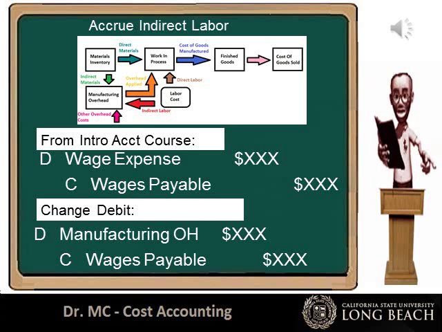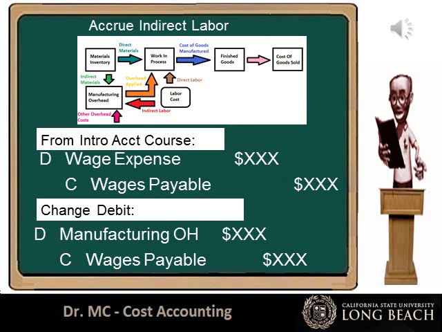Consider the journal entry made when a factory incurs an indirect labor cost on credit. In your financial accounting courses, you were taught to debit some sort of labor expense account, such as wage expense, and you were taught to credit some sort of payable account, such as wages payable. We know, however, that you generally do not expense factory costs. So, we need to change the debit.